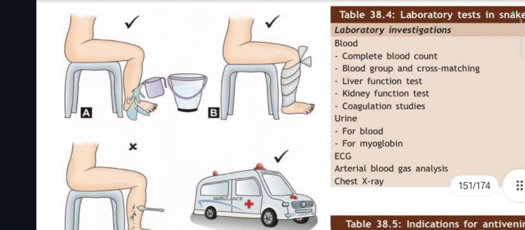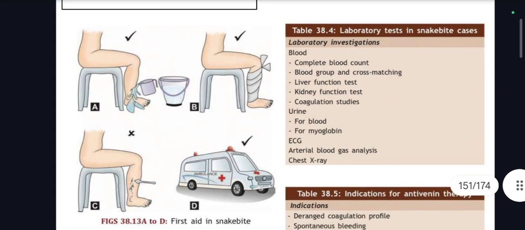So in this diagram, see, in image A you have to first wash the wound properly with water. Then in image B you have to attach the crepe bandage, not too tightly, just in such a way that it is not going to compress the arterial supply. Then the third diagram shows there should not be cutting, there should not be squeezing of the wound. And the fourth diagram shows you have to call the ambulance immediately.